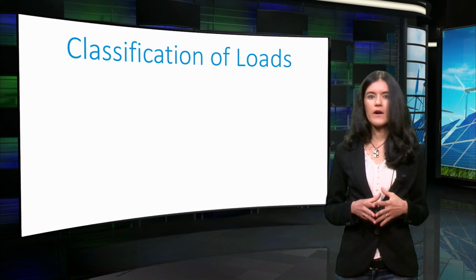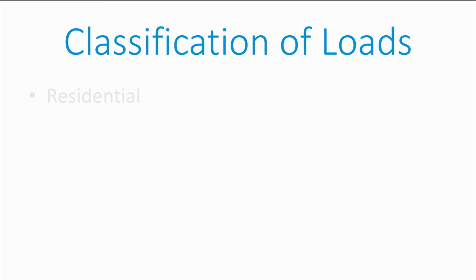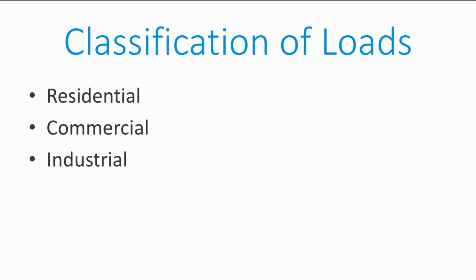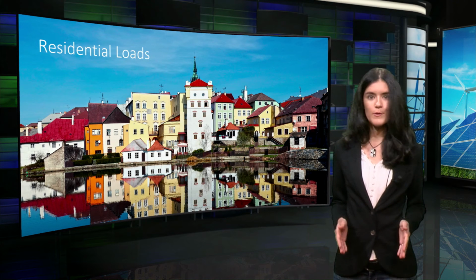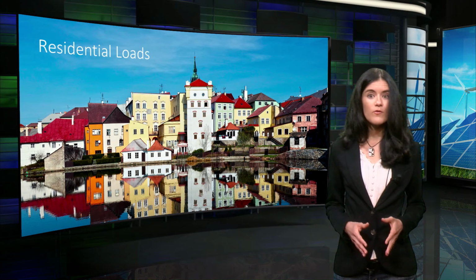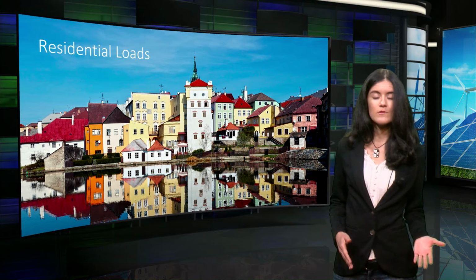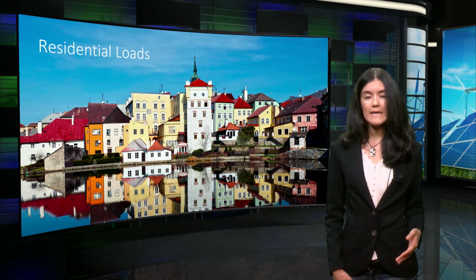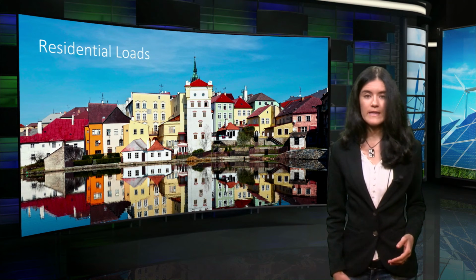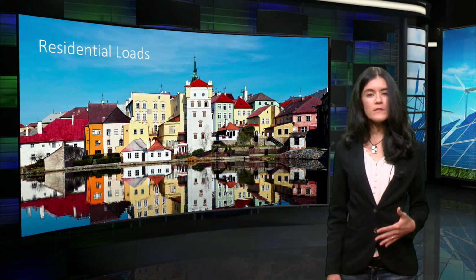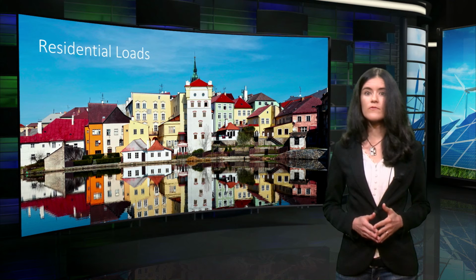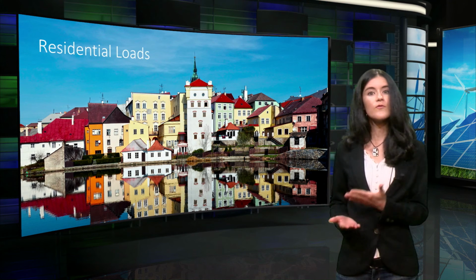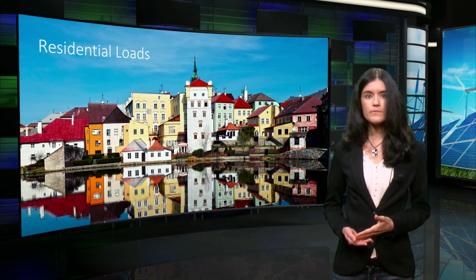Loads can be classified into residential, commercial, and industrial loads. Residential loads are connected to the distribution system. The common voltage ratings of distribution systems are 7.2, 10, 11, and 12 kilovolts. Distribution transformers are used to bring the power down to lower levels, for example, from 10 kilovolts to 400 volts.